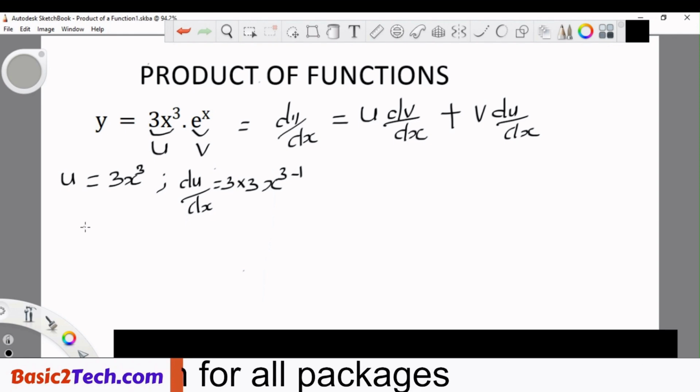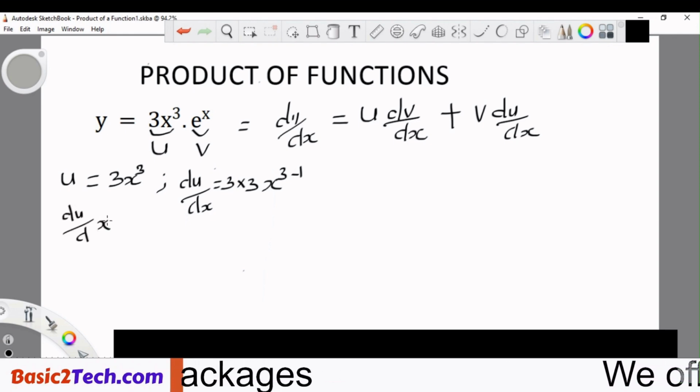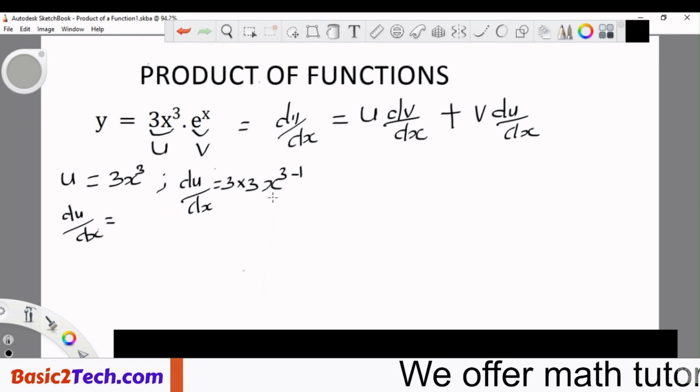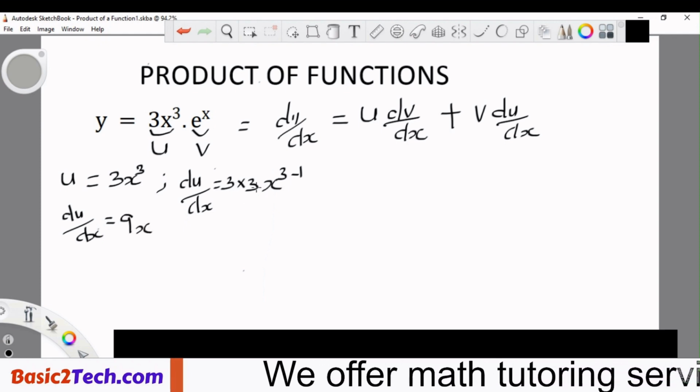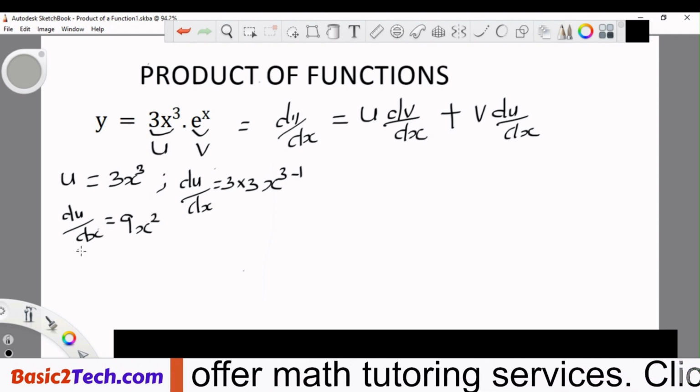So therefore, we have du dx is equal to 3 times 3 is 9. So we have 9x, 3 minus 1 is 2. That is our du dx.